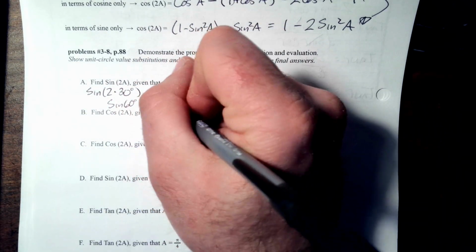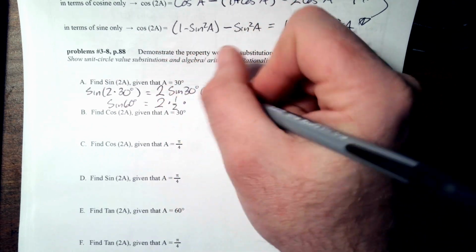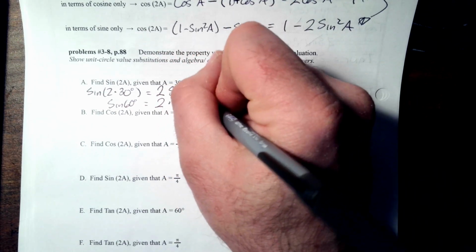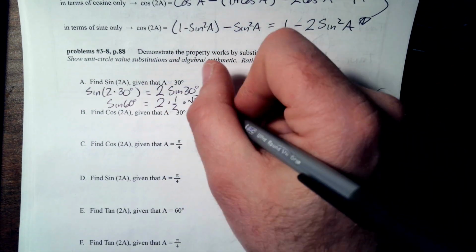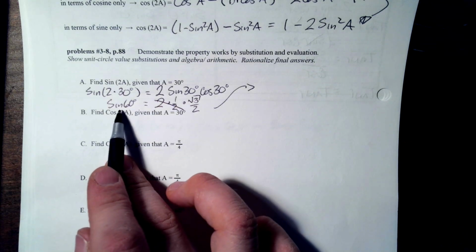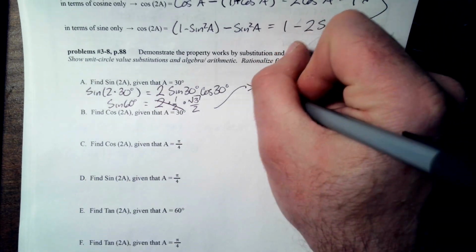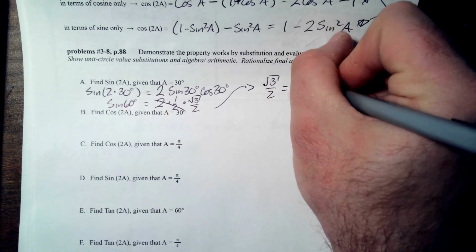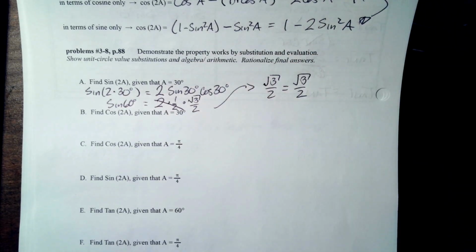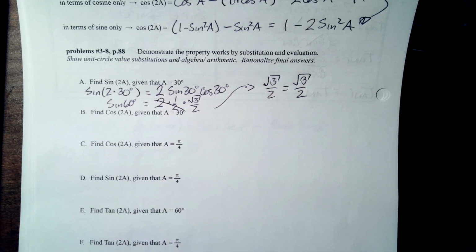But the sine of 30 is 1/2, and the cosine of 30 is root 3 over 2. And we'll pull this up here for the next part. The 2 and the 1/2 cancel each other out. And again, we'll look at the unit circle to find out that the sine of 60 degrees is root 3 over 2. And the sine of 2A that we started with is actually the number that we thought it should be.